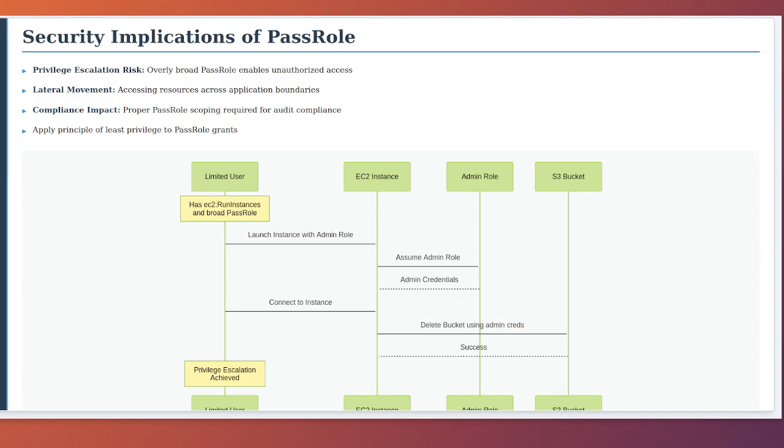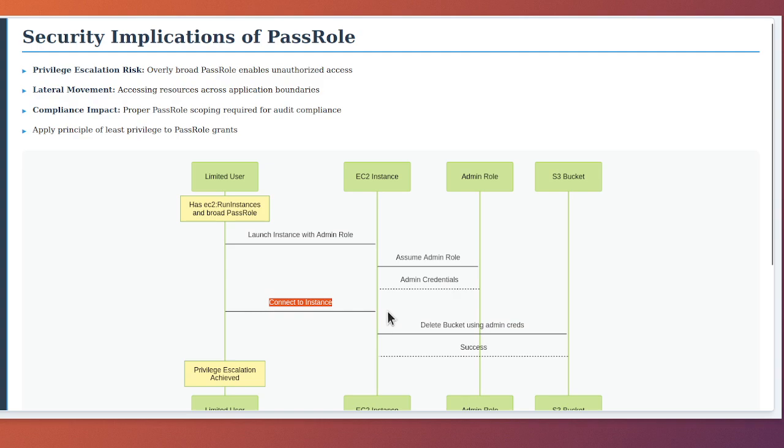The sequence diagram on the slide illustrates a privilege escalation attack scenario. At the top left, we have an attacker who is actually a limited user with restricted permissions. The note above the attacker indicates they have ec2:RunInstances permission and broad PassRole permission. The attacker launches an EC2 instance with an admin role, shown by the arrow from attacker to EC2 instance. The EC2 instance then assumes the admin role, shown by the arrow from EC2 to role. The role returns admin credentials back to the EC2 instance. The attacker then connects to the instance, shown by the arrow from attacker back to EC2.